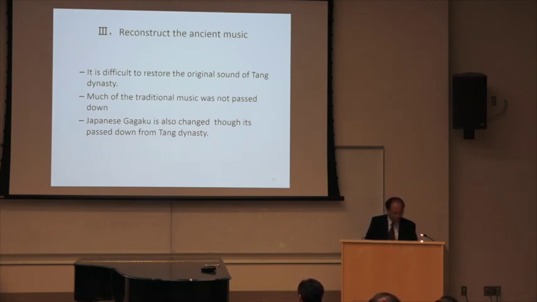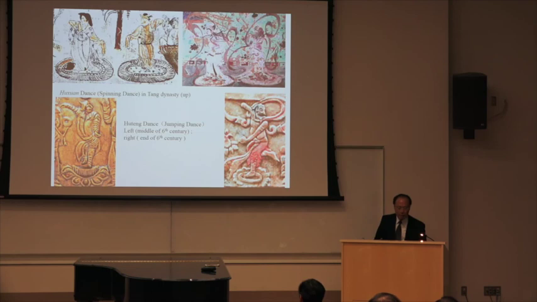on the Dunhuang cloud murals, Hu Xuan dance, like this. Yeah, this is Dunhuang. Hu Xuan dance means the spinning dance, and Hu Teng is the jumping dance in the Tang Dynasty. Yeah, it's quite different from the Japanese Gagaku.